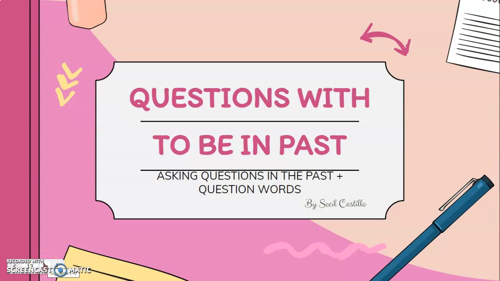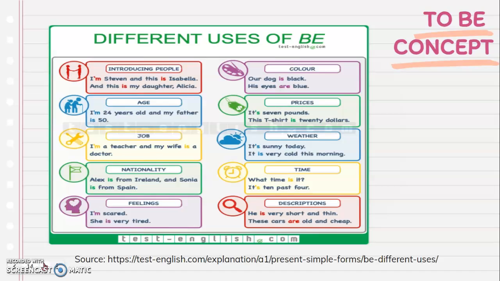Today our goal is to practice questions with the verb to be and question words. As we previously said, we can use the verb to be for introducing people, to express age, to talk about the job or occupation, to talk about the nationality, to talk about our feelings, to describe colors, to talk about prices, to describe the weather, to talk about the time, and for descriptions.